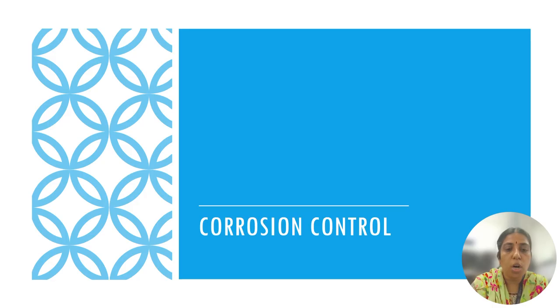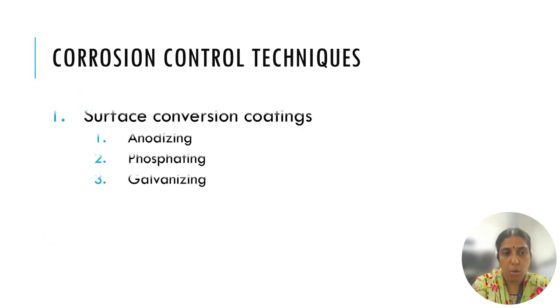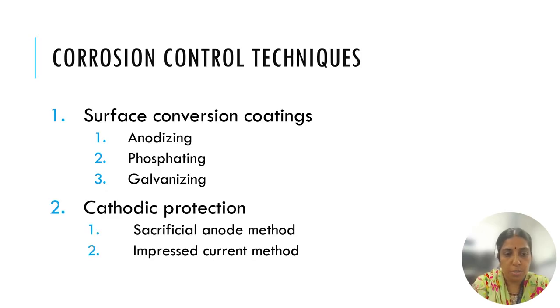Next, we can move to corrosion control techniques, like how to protect against corrosion. So, what are the strategies which we can use to save our material from corrosion? The corrosion control techniques include two types. The first one is surface conversion coating. The next one is cathodic protection.